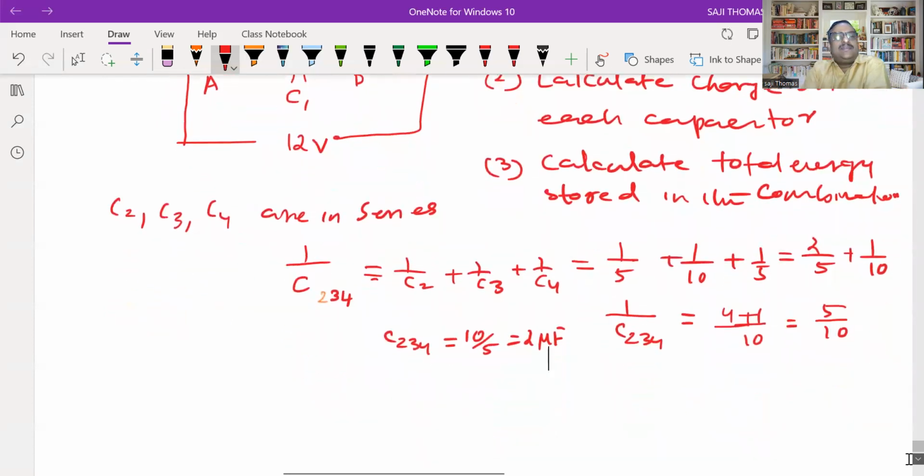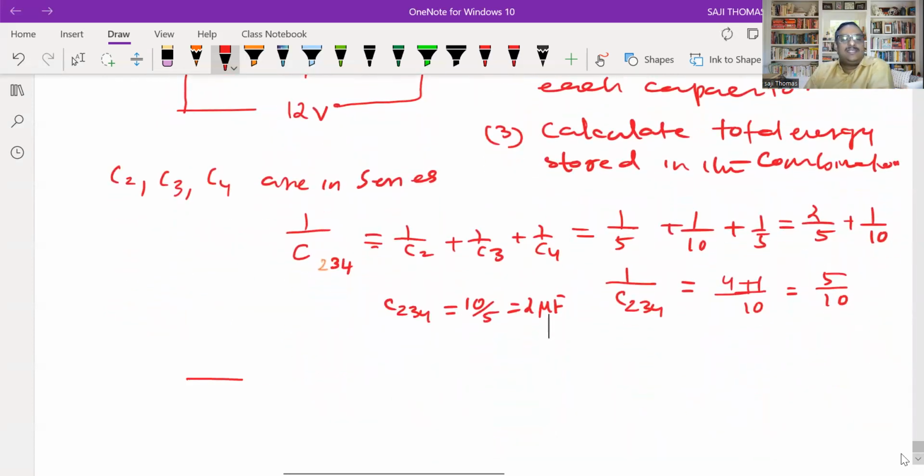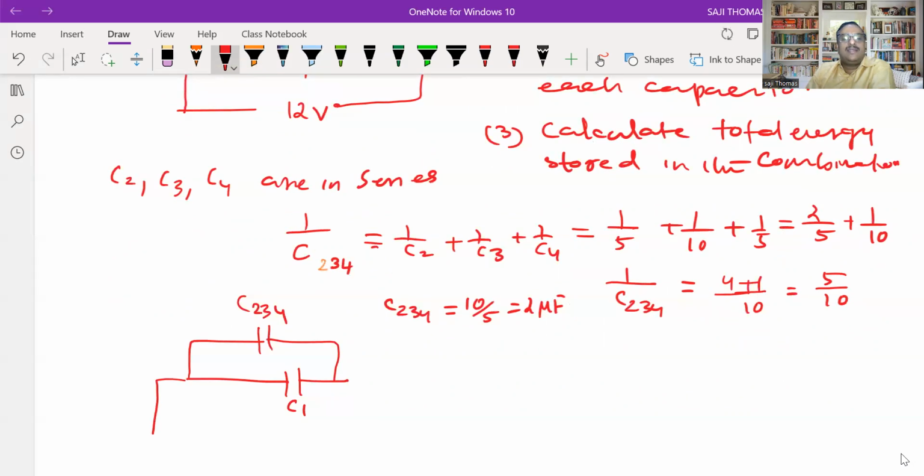Now we can redraw the diagram. This is C1, and instead of C2, 3, 4, you draw it like this, C2,3,4. Now C1 and C2,3,4 are in parallel because charge division occurs here. So now we can find the equivalent capacitance. C2,3,4 and C1 are parallel.